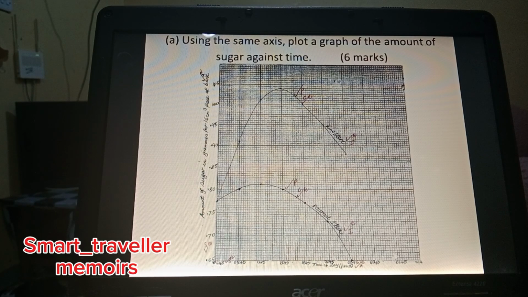For smooth curve, you get half a mark for the normal stem and the ringed stem. Then we have identification, half. Scale, you get half a mark for each curve. And labeling of the axis. So the total will be 6 marks.